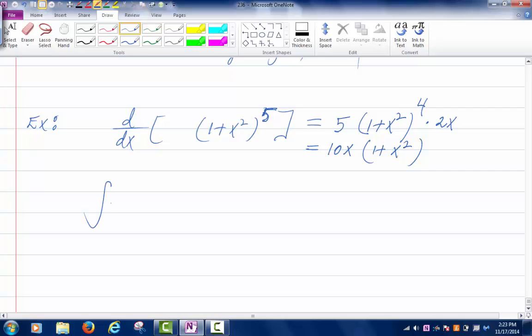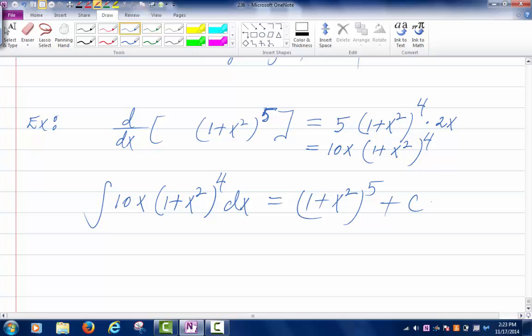So if I ask you, what's the integral of 10x times 1 plus x squared to the 4? What would it be? The integrand is the derivative of 1 plus x squared to the 5, right? The integrand is the derivative of that. So that's the integral.